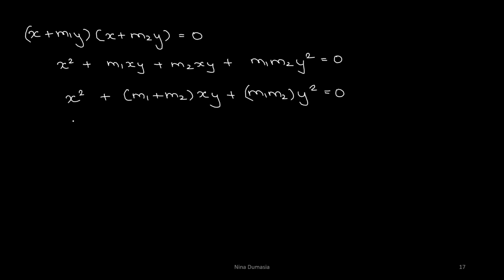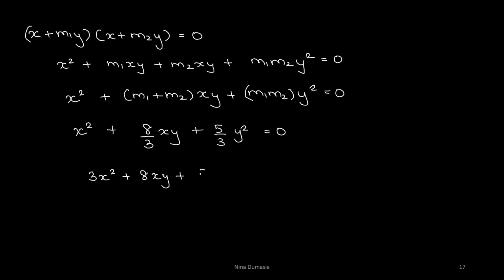So we get that this is x square plus 8/3 into xy plus 5/3 into y square is equal to 0. Multiply by 3 throughout. So 3x square plus 8xy plus 5y square is equal to 0. This is the required combined equation. Now let us do the next part. Next part भी exactly same है, हमें यही चीज करना है.